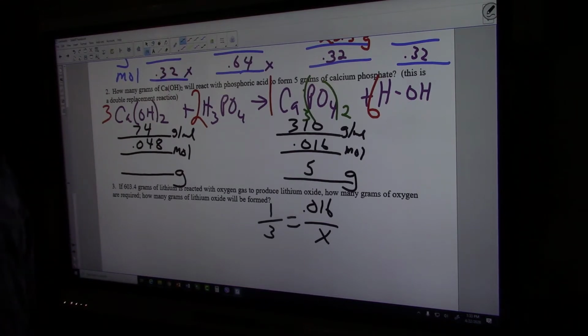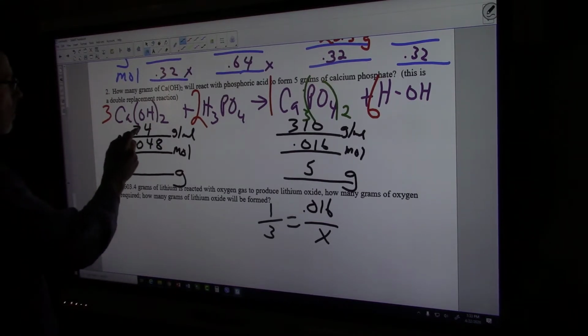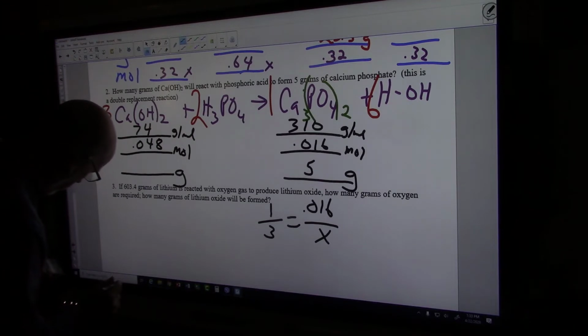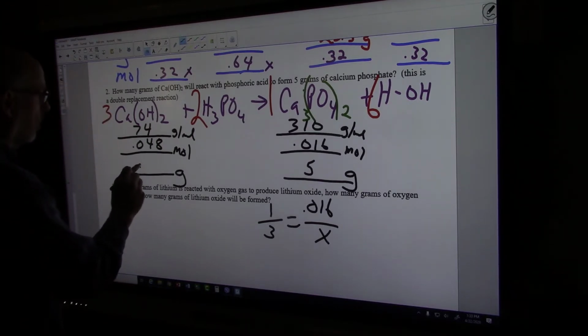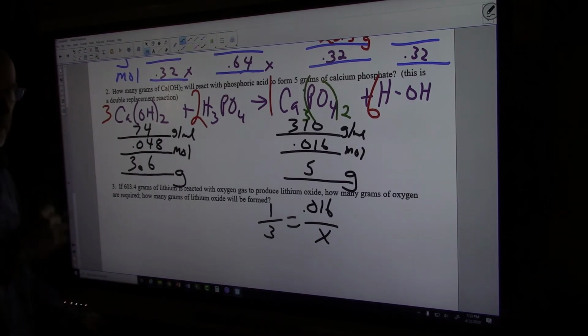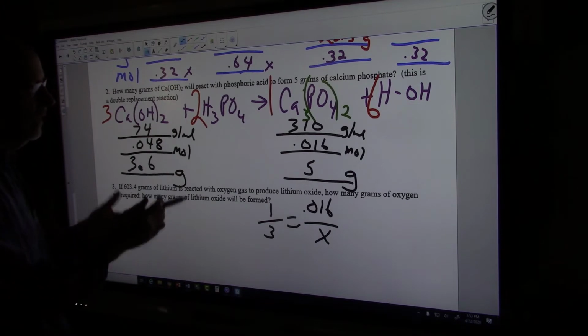Grams equals moles times molar mass. Use your circle thing. Moles times molar mass, 74 times 0.048. 3.6. Two sig figs. 3.6 grams. Nailed it.